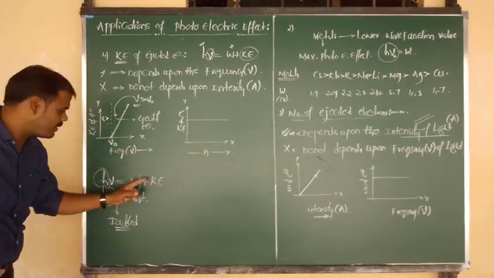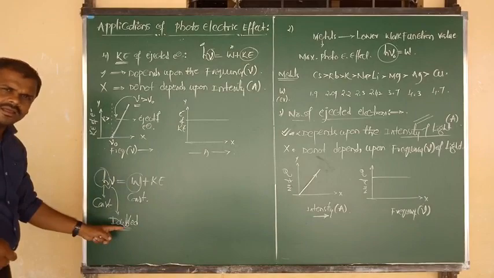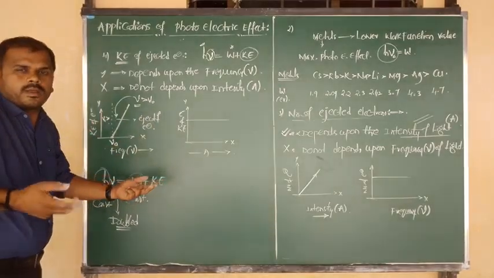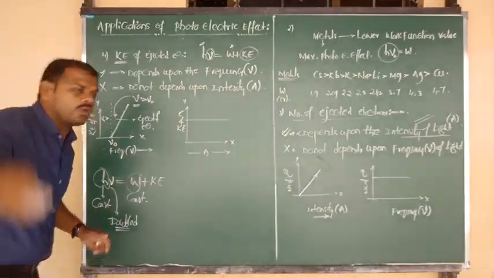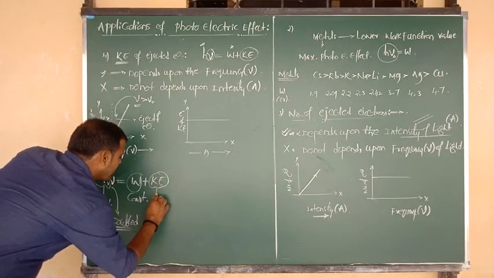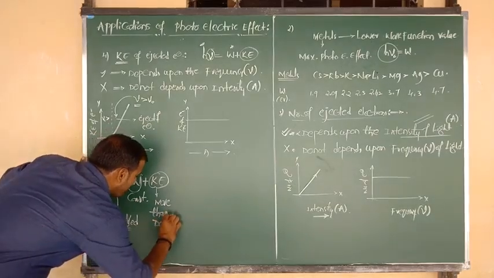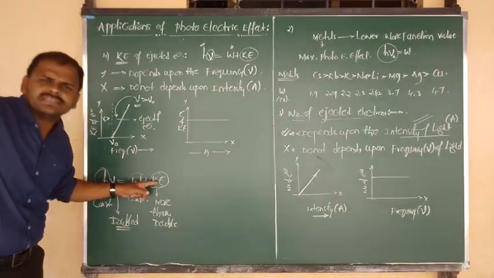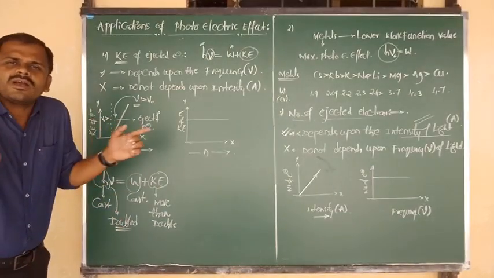more than doubled, because the work function is always a constant value. Suppose we are doubling the frequency of the incident light. That means the total energy of the striking photon will be doubled, but the work function remains constant. So more than double the energy is released in the form of kinetic energy. So we have to say that kinetic energy will be more than doubled. If the frequency of incident light is doubled, the kinetic energy of the ejected electron is more than doubled, because the work function value remains constant.